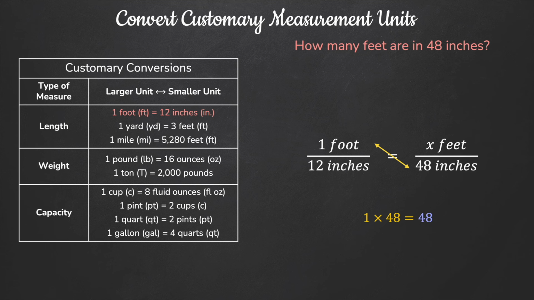1 times 48 is equal to 48. Then we're going to take our last number, which is 12, and we're going to take the 48 and divide that by the 12. 48 divided by 12 is equal to 4. So that means that X is equal to 4. So that means that there are 4 feet in 48 inches.